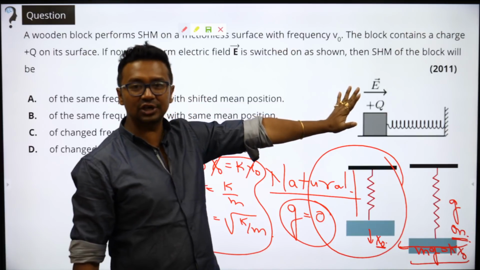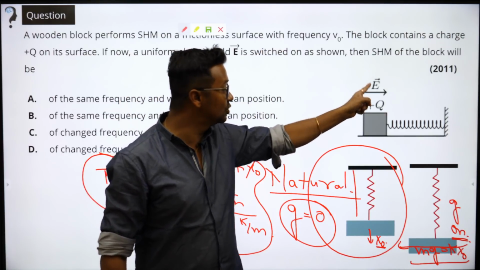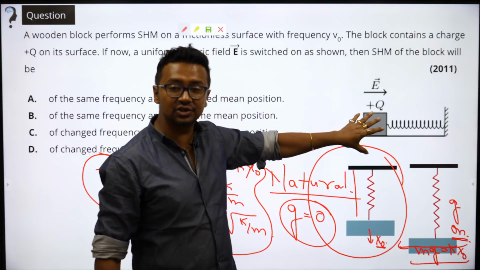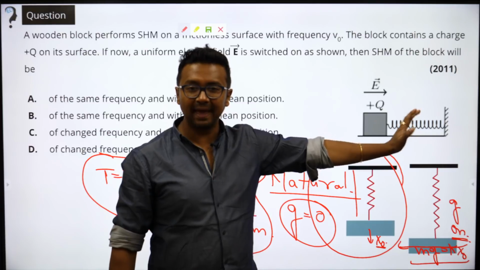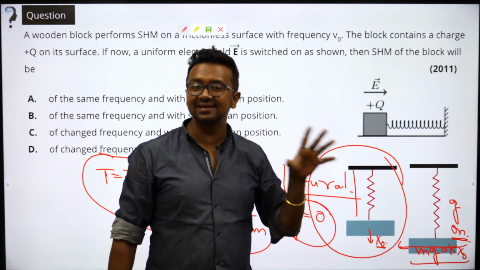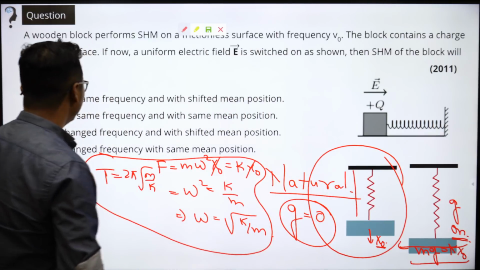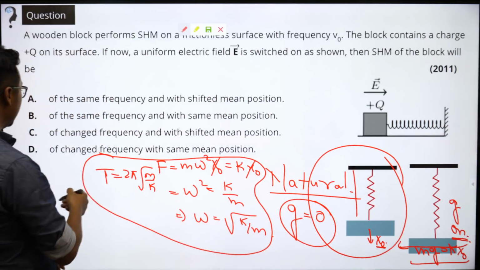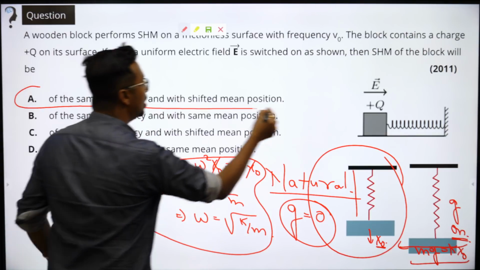Same concept out here. When you have given it a charge, there is going to be an electric field in this zone, and you have given it a charge, clear? So it is going to have a new mean position, and the frequency is going to remain the same. That's the reason we will have the same frequency with a shifted mean position.